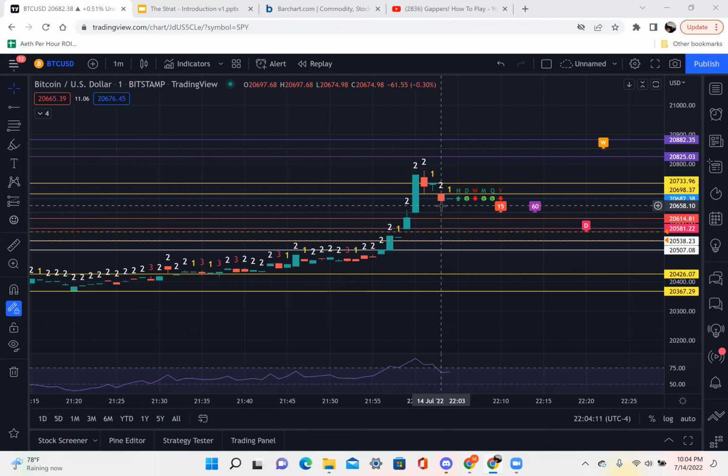That's the reversal. Consolidation. And you see how it just sets you up? Inside bar. You take the bottom, you take the top, boom. It just sets you up. It's just, the Strat is amazing.